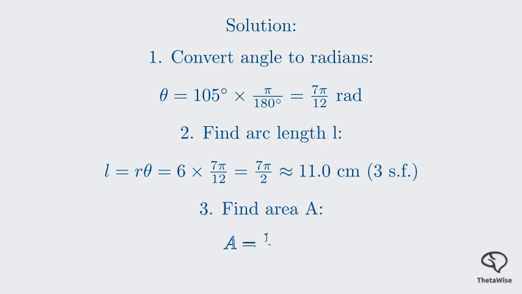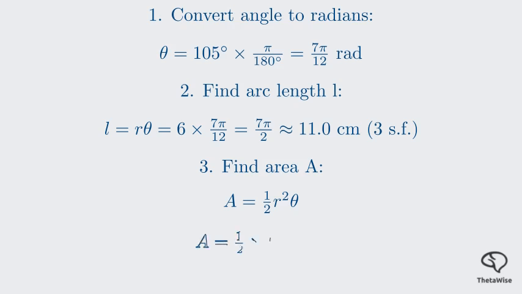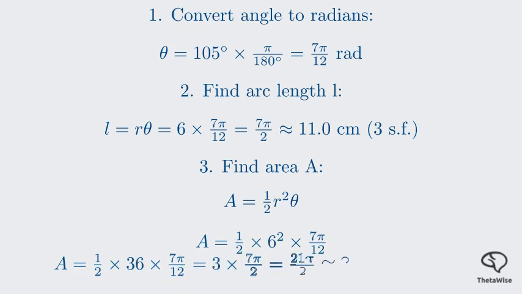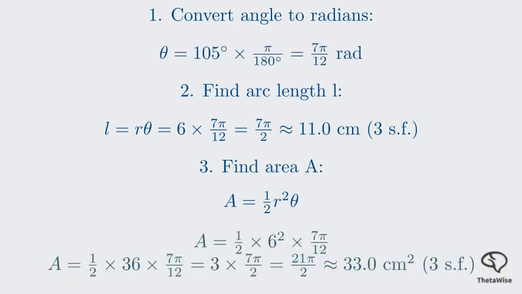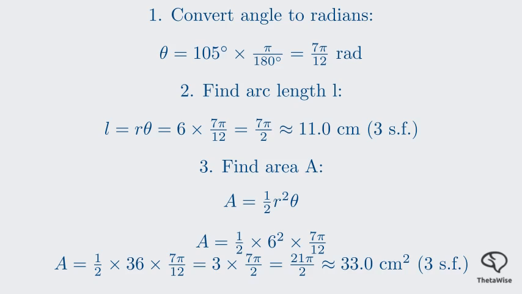A equals 1/2 r squared θ. This is 1/2 times 6 squared times 7π over 12, which simplifies to 21π over 2, or approximately 33.0 square centimeters. Notice that I use the exact radian value in the calculation to maintain accuracy, only rounding at the very end. Here is our second practice question.